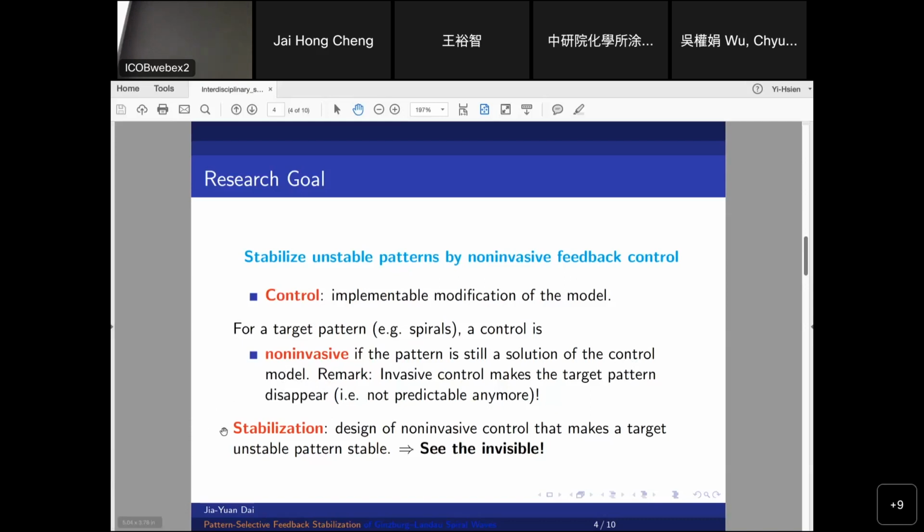And then what does stabilization mean? Stabilization is a design of a non-invasive control that makes a target unstable pattern stable. So one sentence to take away before my talk is, my goal is to see the invisible.